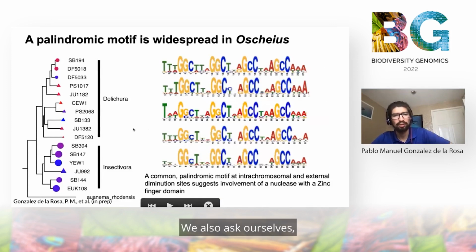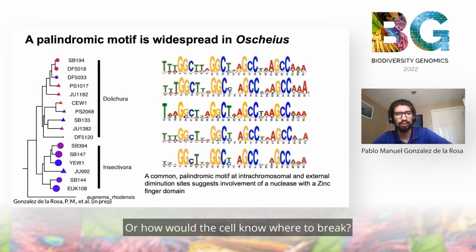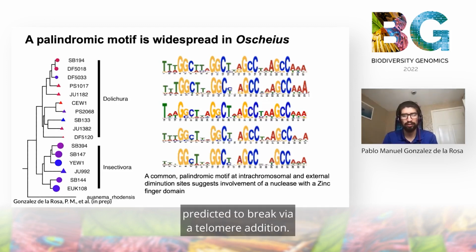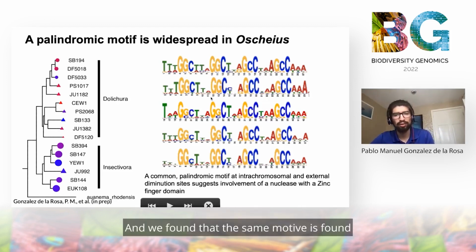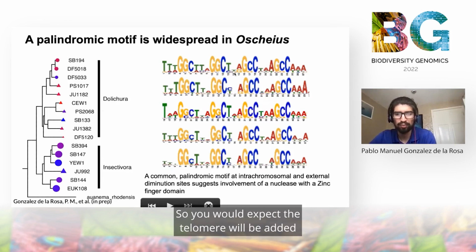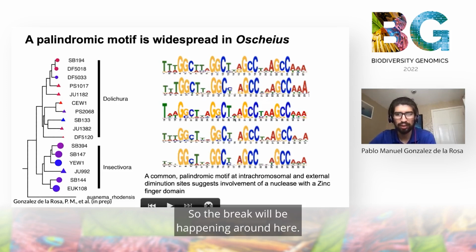We also asked ourselves, is there any common sequence at these break sites, or how would the cell know where to break? So we extracted every sequence where the DNA is predicted to break via telomere addition. And we found that the same motif is found across different Oscheius at these positions. So you would expect the telomere will be added either in this direction or in this direction. So the break will be happening around here.